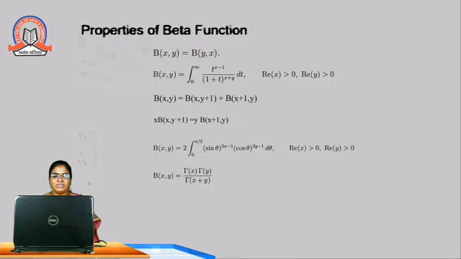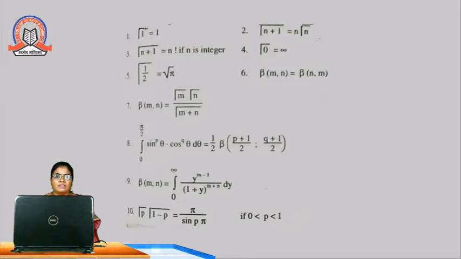Beta of x comma y can be represented in the polar form like 2 times the integral from 0 to pi by 2 of sin theta to the power 2x minus 1, cos theta to the power 2y minus 1, d theta. So the relation of beta and gamma is beta(x,y) equals gamma x gamma y upon gamma (x plus y). The properties of gamma are gamma of 1 equals 1, gamma of n plus 1 equals n gamma n, gamma of n plus 1 equals n factorial, gamma of 0 equals infinity, gamma of 1 by 2 equals root pi, beta of m comma n equals beta of n comma m.